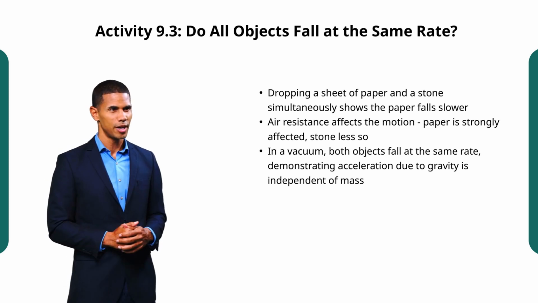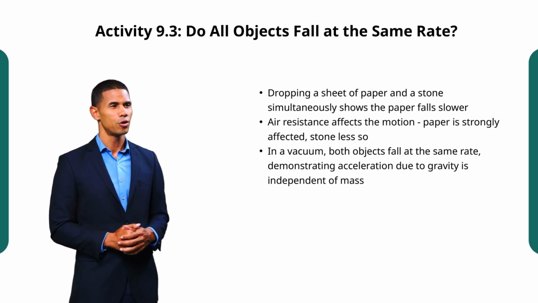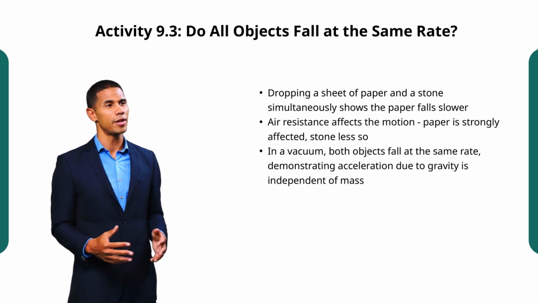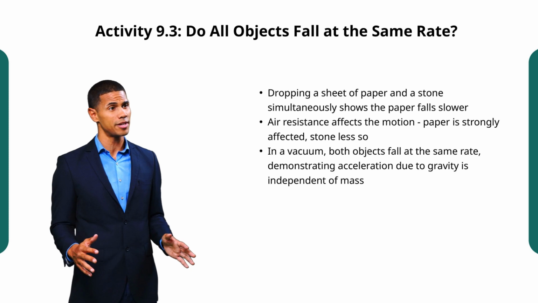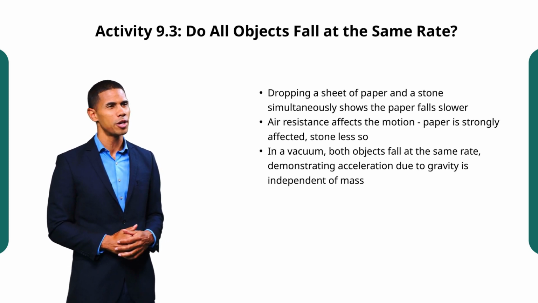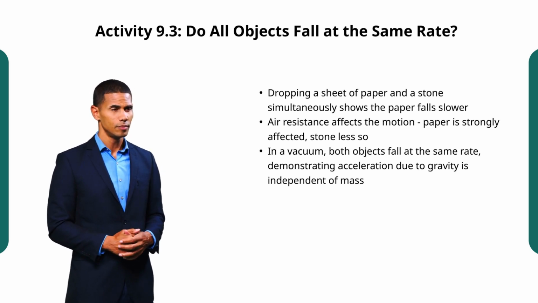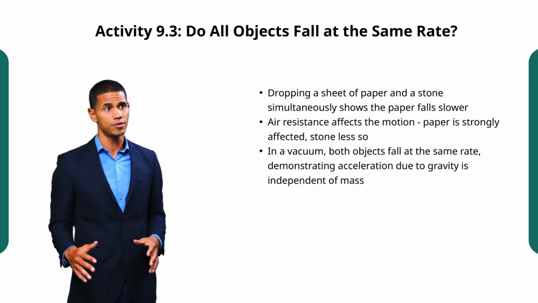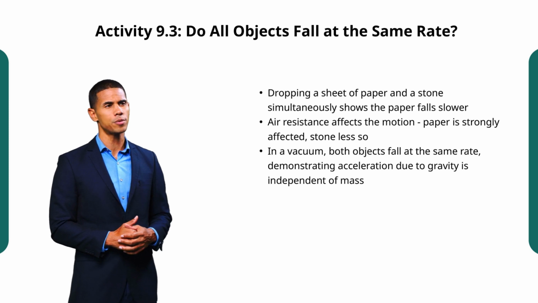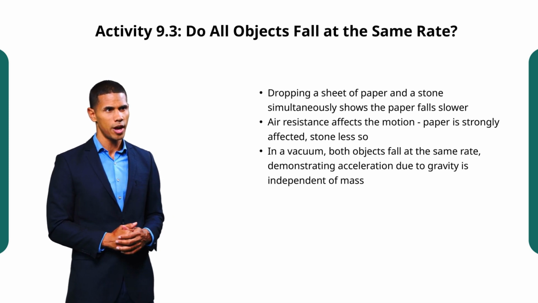Have you ever dropped a paper and a stone from a height and wondered why the paper floats down slower? Well, this is because of air resistance, the force that air exerts against moving objects. The paper's large surface area allows more air to push against it, slowing its fall. But if you could remove the air, imagine dropping them inside a vacuum jar. Both would fall at the same speed. This stunning fact was famously demonstrated by Galileo at the Leaning Tower of Pisa.